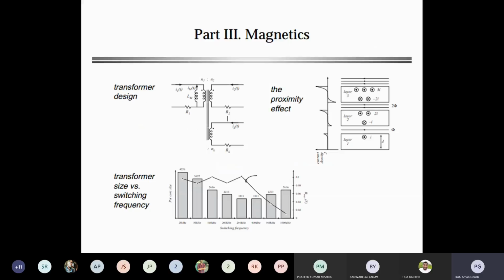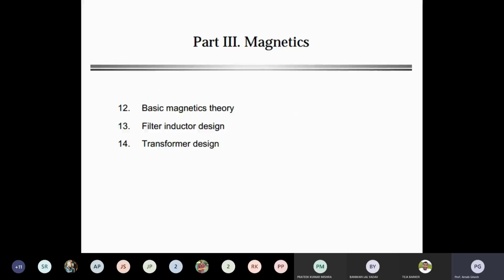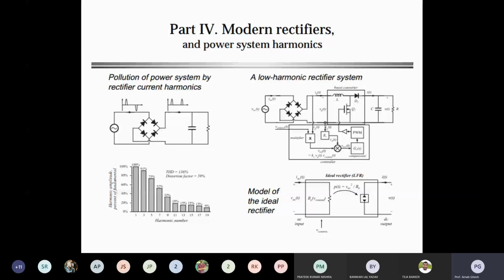Then the magnetics issue that I am going to discuss, so ferrite core is there. I think your time is almost over because your next class will start, so I have to wind up the lecture. So magnetics: basic magnetic theory, then filter inductor design, transformer design, all the cases where you are using high frequency operation. High frequency magnetics means you normally design with a ferrite core. Then finally the modern rectifier.